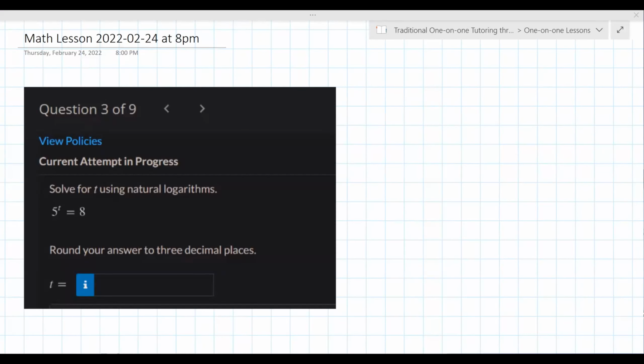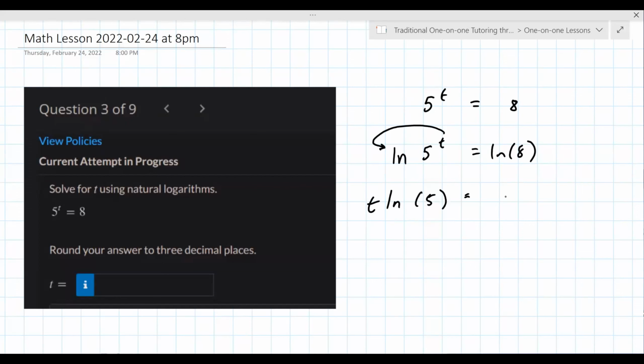So the natural log of 5 to the t, actually, let me start. It's 5 to the t equals 8. You take the natural log of both sides. When the natural logarithm is applied, you can put the t out in front. So t natural log of 5 equals natural log of 8. And you just divide. And round your answer to 3 decimal places.